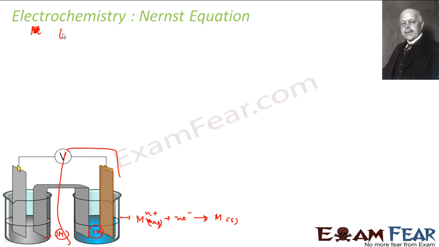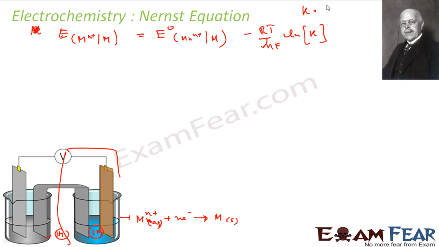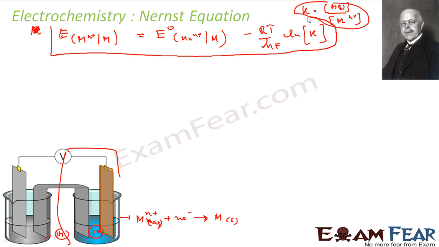For this concentration, the electrode potential for this half cell, E of M^n+ / M, will be nothing but E naught, the standard E naught of M^n+ / M, minus RT by nF ln K for this reaction. K is the concentration of M, which is solid, divided by the concentration of M^n+ ions. That is something we know, the equilibrium constant. This is the equation which was derived experimentally by Nernst, and it's a very, very critical equation.